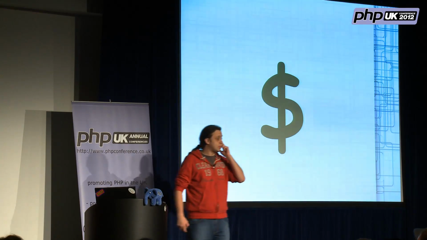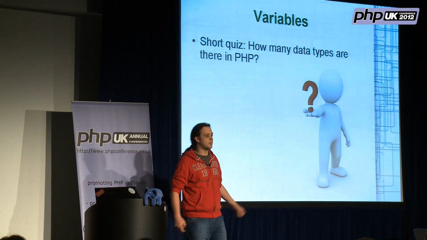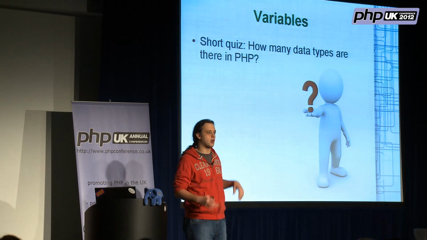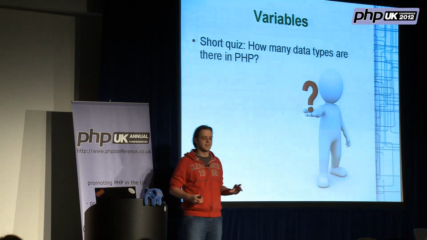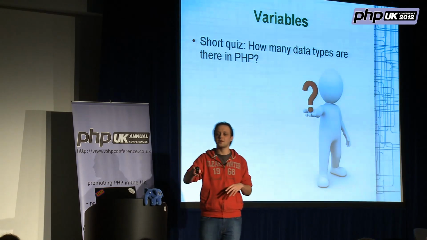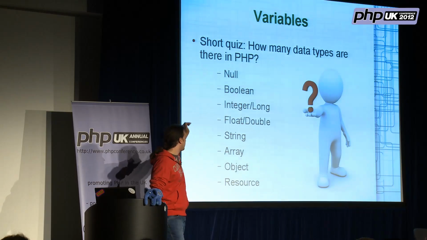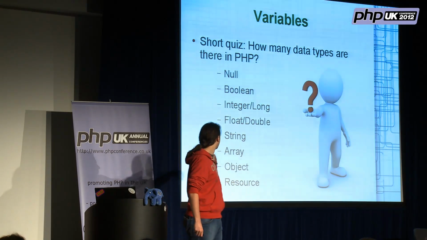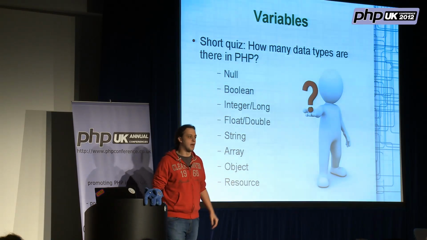Next thing we have in PHP are variables. Again, a short quiz for everybody. It's a large audience, but how many data types do we have in PHP? So we have null, boolean, integer, float, string, array, object, resource: 1, 2, 3, 4, 5, 6, 7, 8 different types.